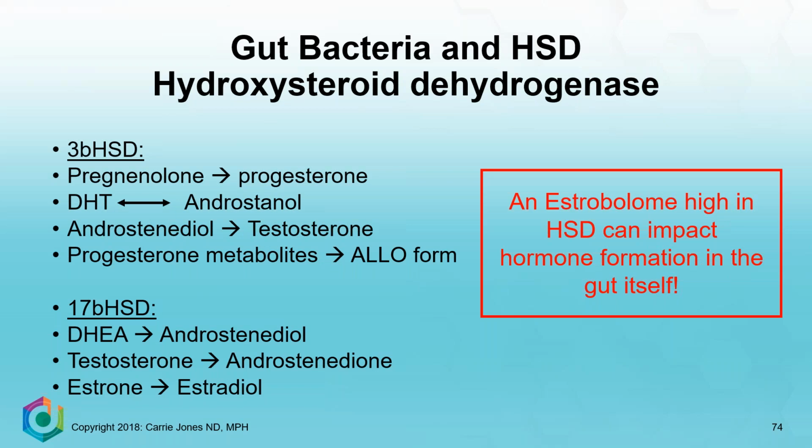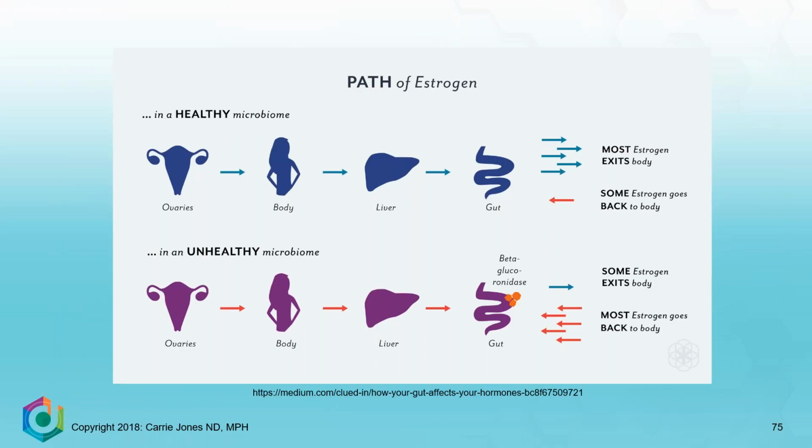And so it just goes to show more that when your microbiome is upset, now you are unbalanced. Now you have beta-glucuronidase levels probably too high, STS levels probably too high, HSD levels probably too high, and it's affecting your hormones. So always keep gut in mind when looking at hormones.